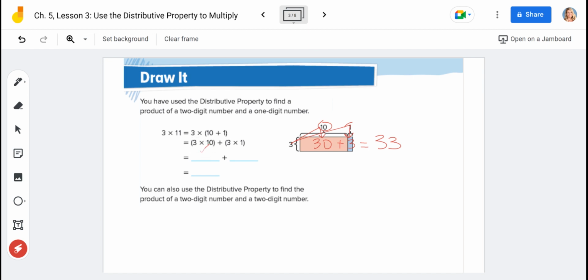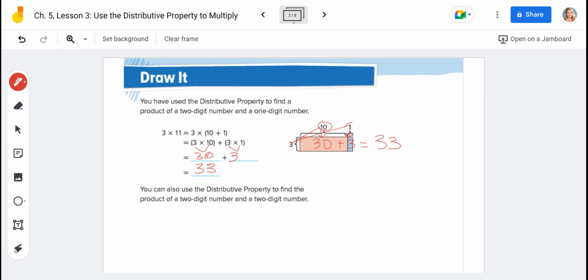So 3 times 10, whoops, it didn't get my pen. 3 times 10 is 30. 3 times 1 is 3. Sorry, I didn't get my 0. And 30 plus 3 is 33. So that's a review of what we learned last chapter.